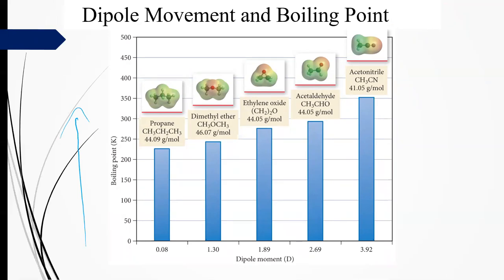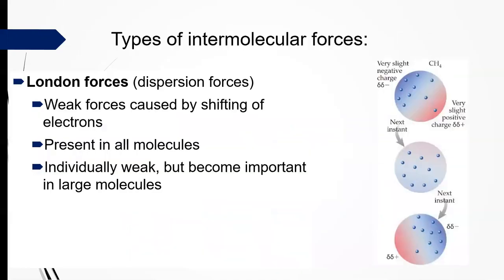Now, that reminds me that I forgot to mention how our London forces are kind of attracted to each other. And so our London forces, we talked about them having this temporary dipole. So they're working in a similar way to our dipole-dipole ones. But there's two things that we need to consider with that. One is the size of the dispersion forces.